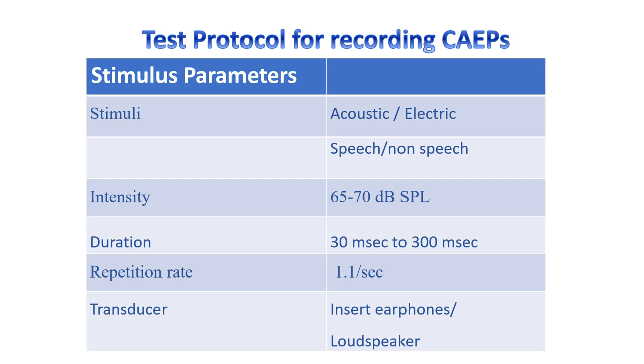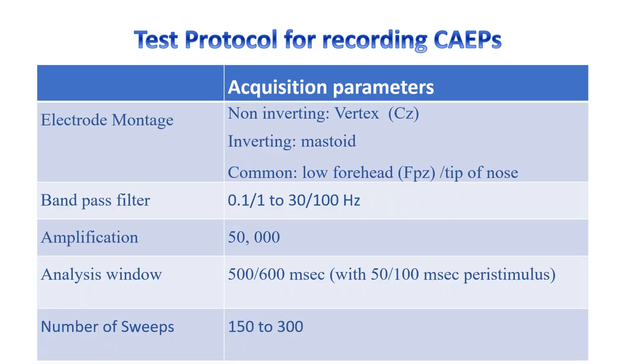The transducer will depend on our purpose again. If we're doing cortical evoked potentials with a hearing device, that is with a hearing aid or a cochlear implant, then we use a loudspeaker. Otherwise, the choice would be earphones, either rural earphone or insert earphone. Again, the preferred is insert earphone.